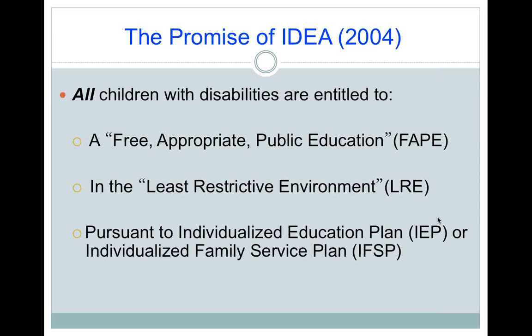And the third component is that this free appropriate public education that occurs in the least restrictive environment is guided by either an individual education plan for, in our case, 3 to 5-year-olds, or 3 to 8-year-olds if you want to expand that band, or the individualized family service plan, which relates to infants, toddlers, and their families, birth to age 3.